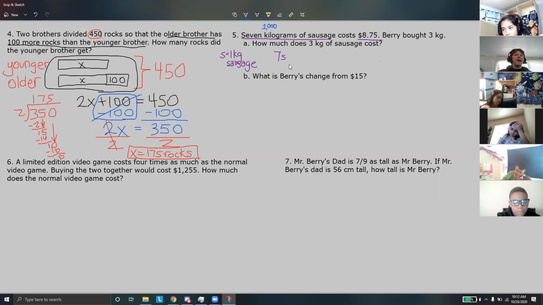So 7S, how much does it cost for 7 kilograms of sausage? S is 1 kilogram of sausage. 7 times that will tell us how much 7 kilograms of sausage is, right? So if I want to buy 1 bag of chips for $5, if I want to know how much 7 bags of chips is, I would just do the price of 1 bag of chips, $5, times 7, which would be $35, right? In that example. Well, for this example, it is 7 times S equals $8.75.